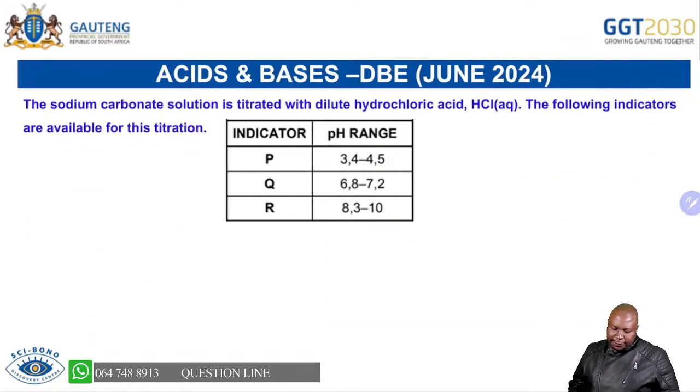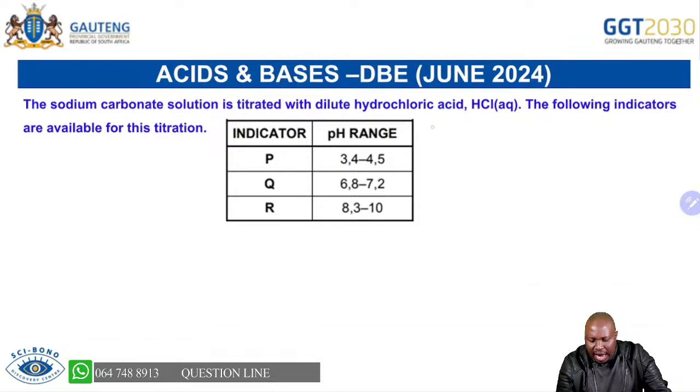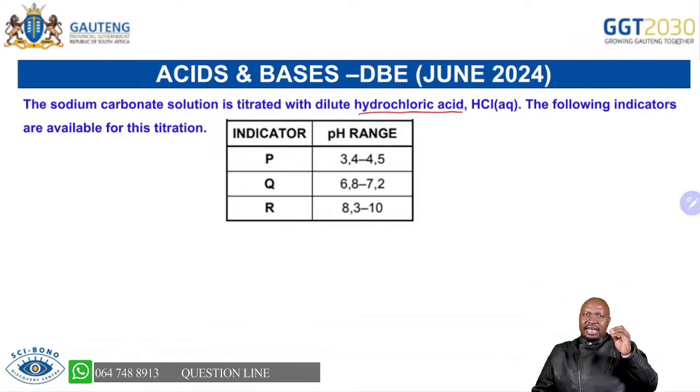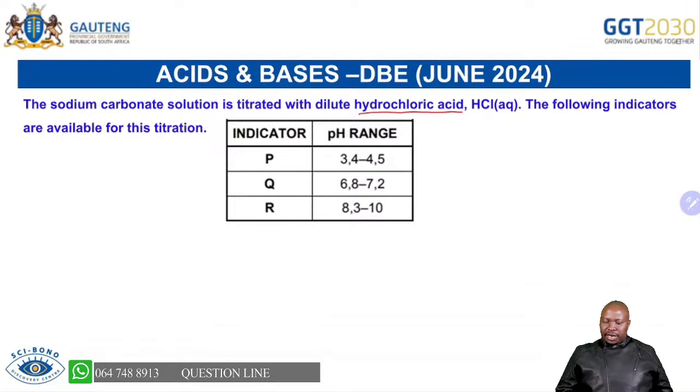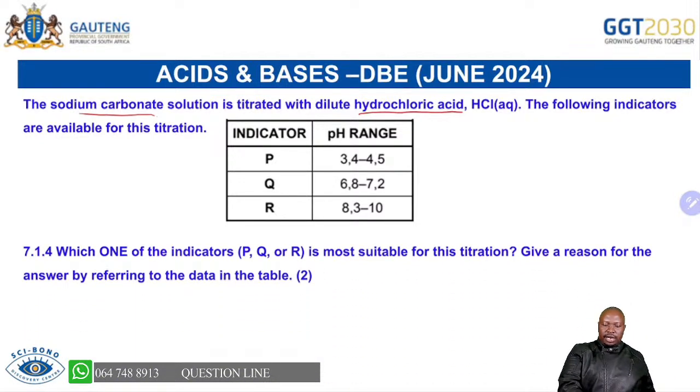Now, let's look at this. Still the same question paper. Sodium carbonate solution is titrated with dilute hydrochloric acid. Remember, don't look at dilute, because dilute is just telling us that this is a diluted strong acid, but it's still a strong acid. So we're having a reaction between a strong acid and this base, which is sodium carbonate, which is a weak base. So sodium carbonate is our weak base, and hydrochloric acid is our strong acid.